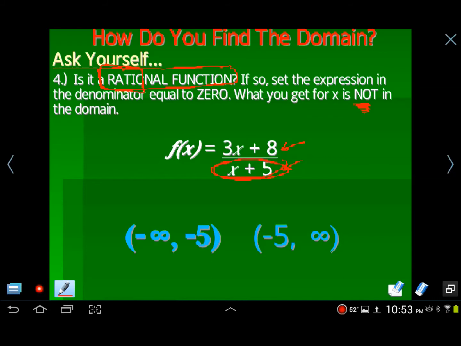Now I know I'm already showing you the answer here, but that's what it is. The value of x can be everything except negative 5, because negative 5 makes the denominator 0. You get negative 15 plus 8 over 0. And that's not good. You cannot have that. That's one of the 10 commandments of math: thou shalt not divide by 0.